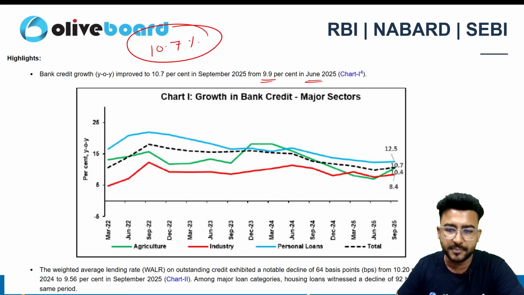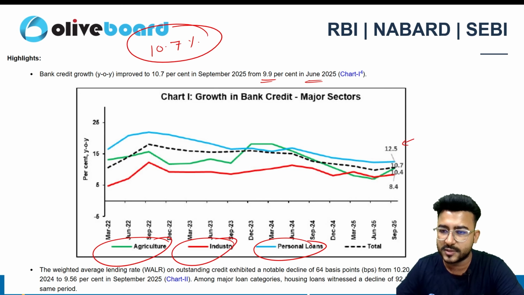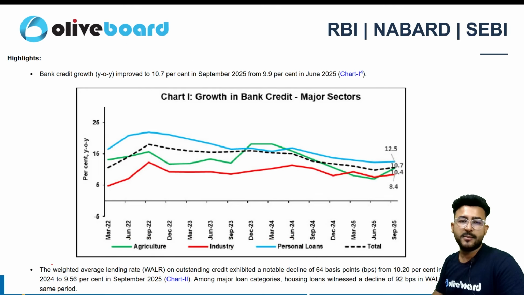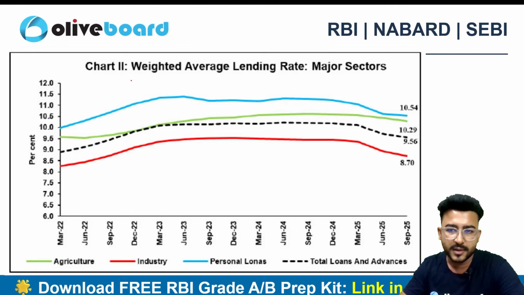And here we can see personal loan is the highest. Then we have the agriculture data and then industry data, right? In the agriculture data there was a slowdown, a sharp decline, but we can see a quick increase in the agriculture data as well, right? So 10.7% is what you need to remember here. This is the year on year data.